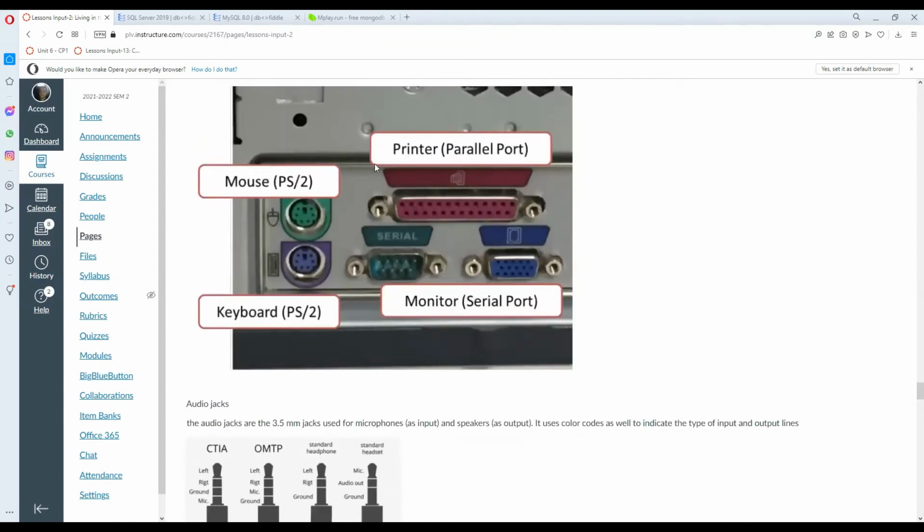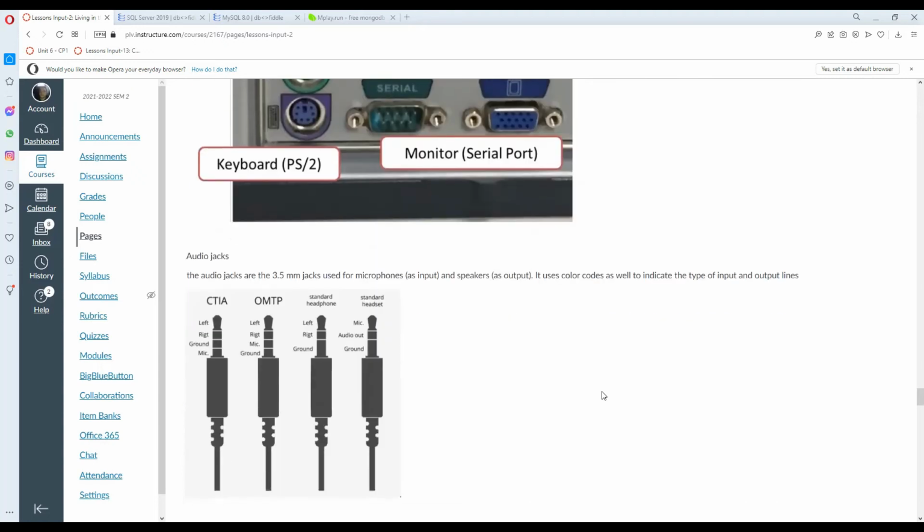So this is a sample of an old computer wherein the different ports are displayed. So we have the PS2 port for the mouse and keyboard. We also have the serial port, we have the VGA port, and the parallel port.